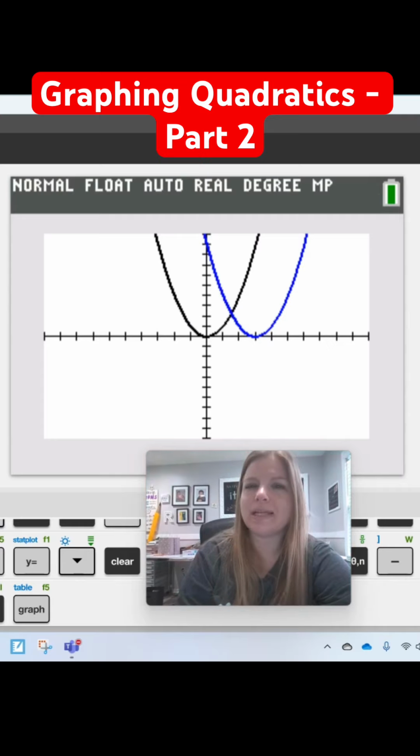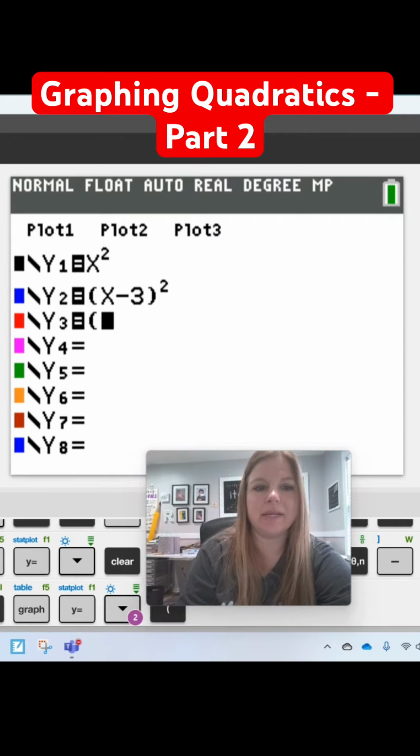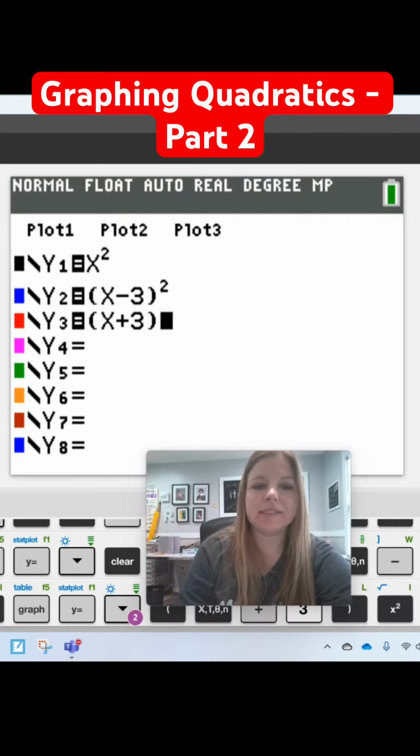And what they're going to notice is that the parent function shifted to the right 3 units, which is very opposite of what I would think that they would probably guess right off the bat. Then I would ask them to go back to y equals, head down over to y sub 3, and let's type in the opposite. Let's type in x plus 3. And then I'd ask them to make the connection.